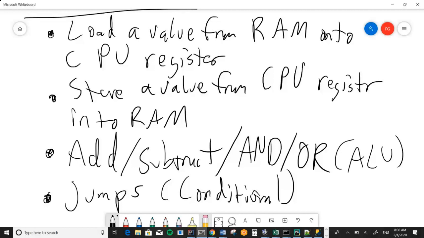Yeah. So conditions on jumps are very, very important. Without the idea of a conditional jump, we would not be able to call it a proper CPU. Really, any CPU is going to need all of these things. Some way to move from RAM onto the CPU, some way to move from the CPU to RAM, some form of arithmetic, and some form of conditional jump. Every CPU has to have instructions to do this.